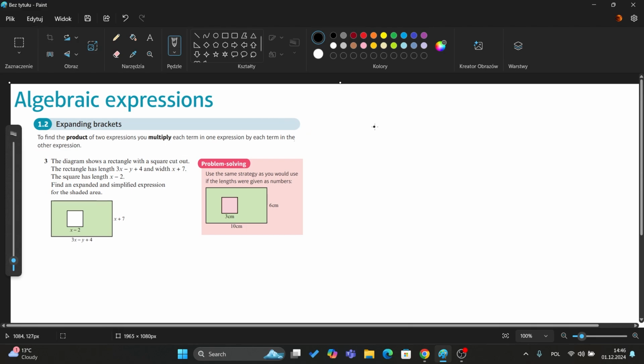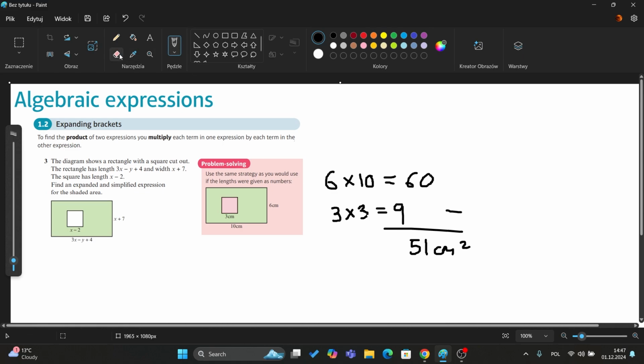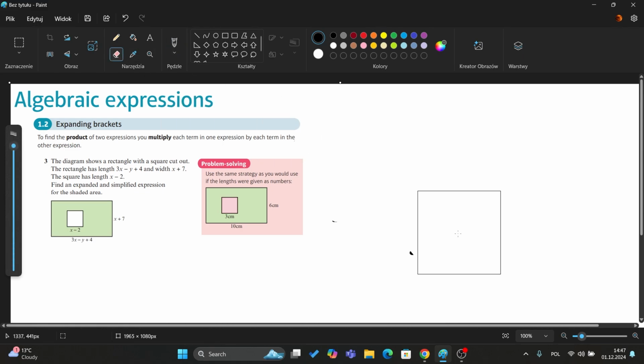So we do the same as we would do in a normal question. So let's say that this was our question. What we would do is multiply together the 10 by 6 to get 60, 3 by 3 to get 9, and we minus those results to give us 51 centimeters squared. That will be the shaded area of the green area.